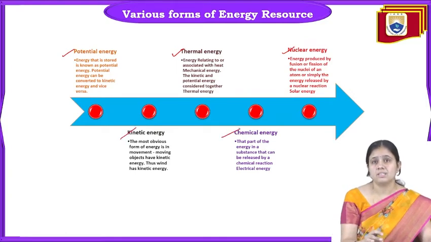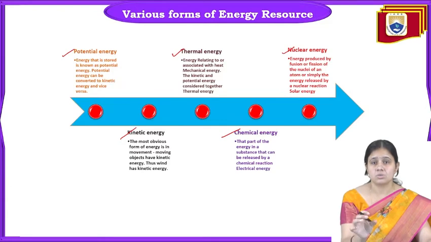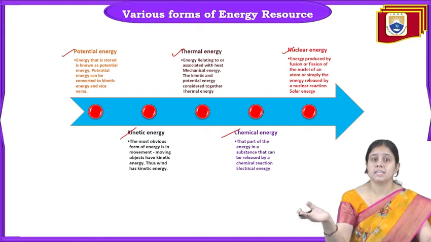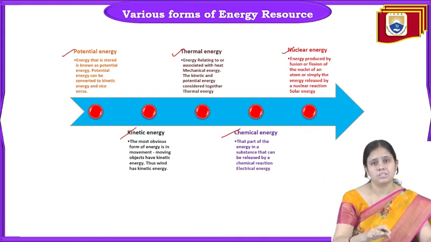We start with the first one, potential energy. Potential means stored. Energy that is stored is called potential energy, and it can be converted to kinetic energy, and kinetic energy can again be converted into potential energy. An example of potential energy is ocean energy: the ocean thermal power plant, where energy present in the water is potential energy.